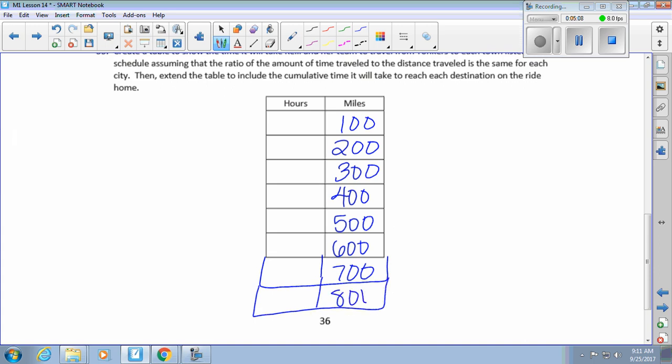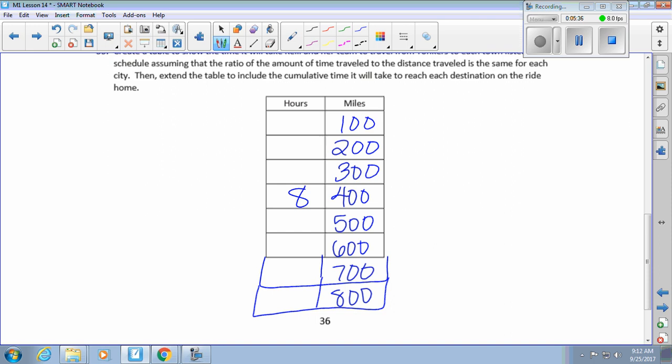800. Okay. So the other piece of info that we had was that it took us 8 hours to get there. So that was when you traveled 400 miles. So we need to fill in the missing pieces of this chart. All right, does anyone have any ideas on what that would look like? Jaden.